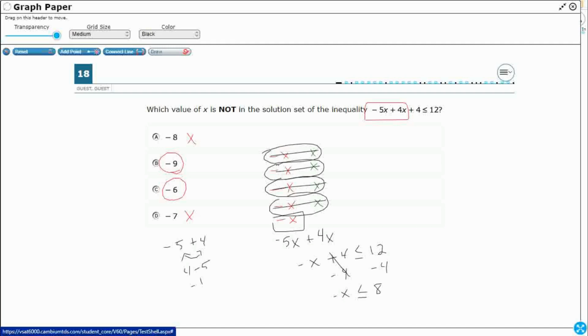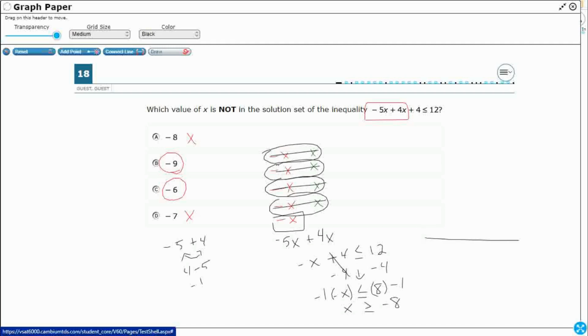Now, I don't really like having a -x, so what I'm going to do is multiply by -1 on both sides. Now, here's the interesting thing. When I multiply by -1, that becomes -8. But whenever you multiply or divide by a negative, you actually flip that inequality. So x is going to be greater than or equal to -8.